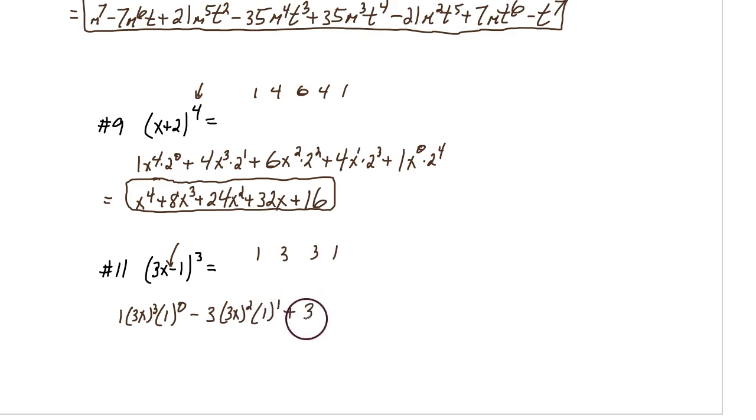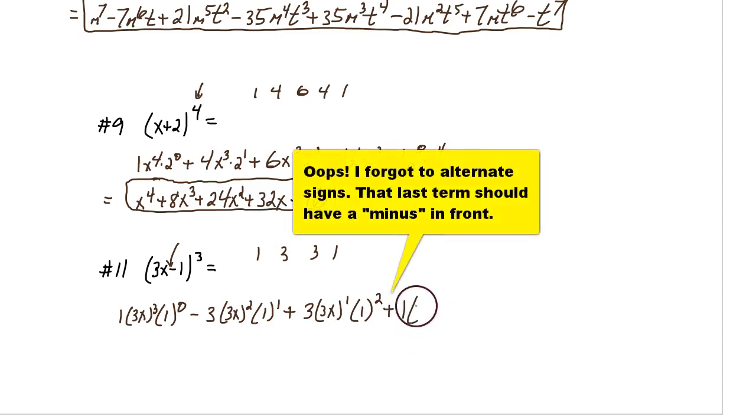Now plus 3 again. 3x to the 1 times 1 to the 2nd power plus, and then 1. 3x to the 0 times 1 to the 3rd.